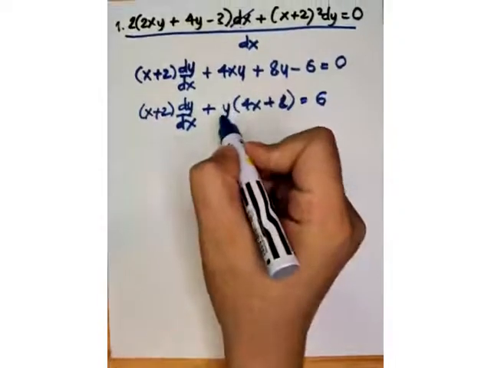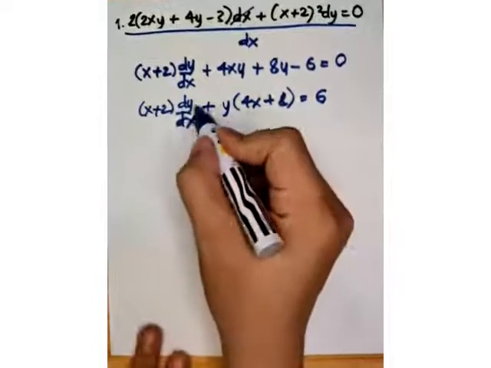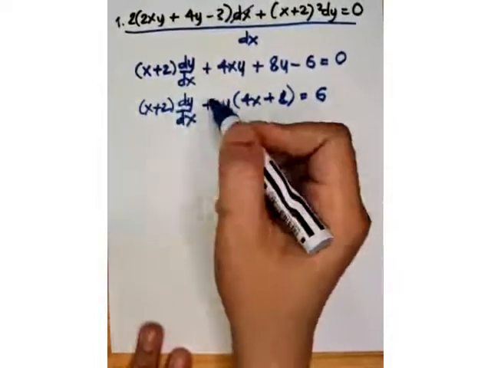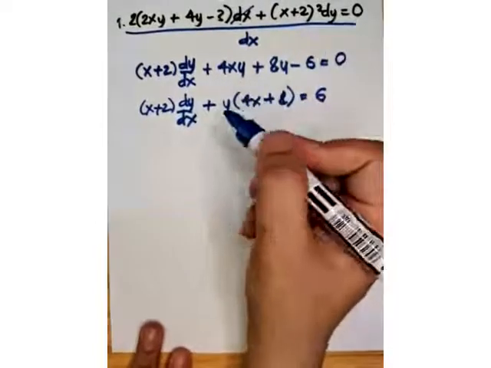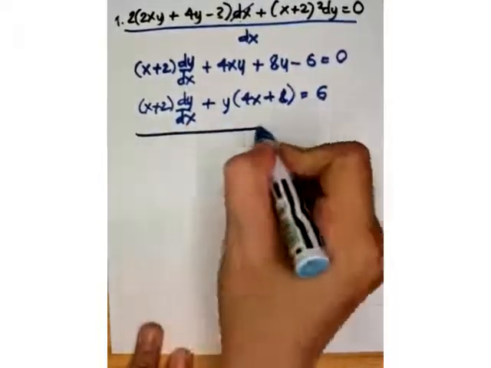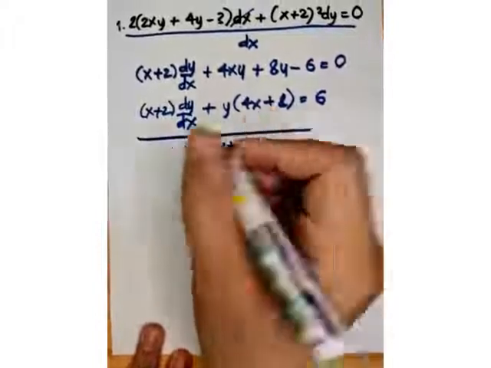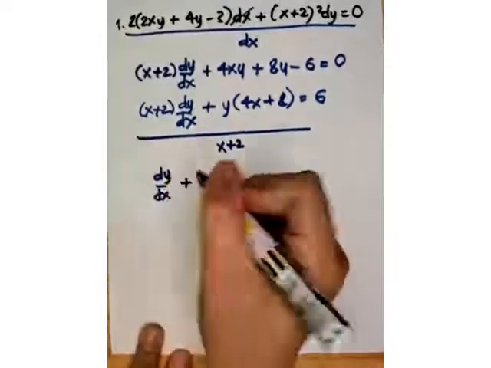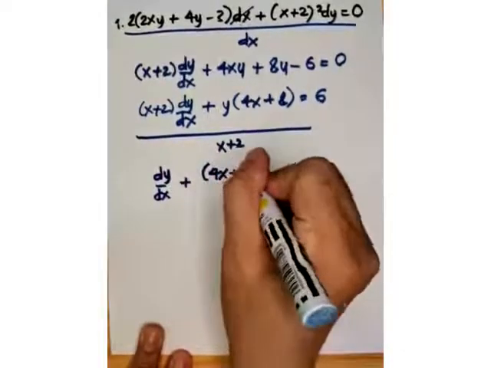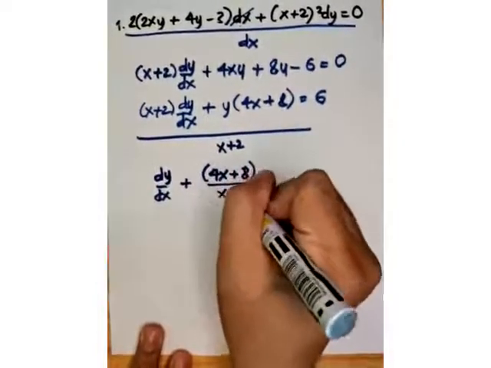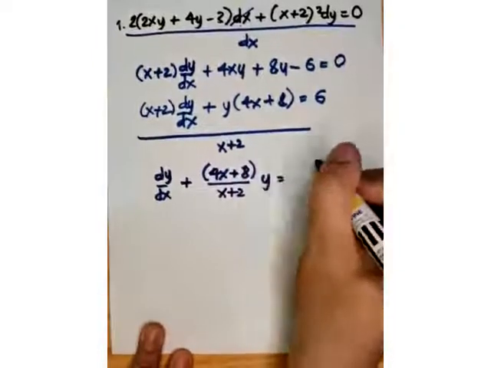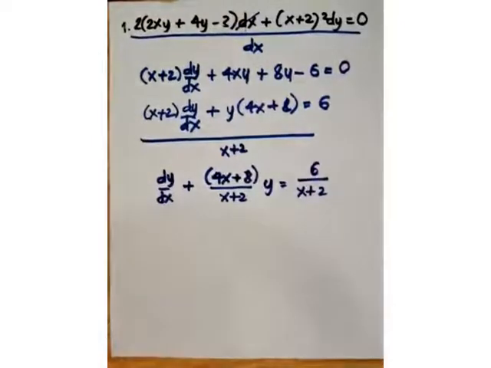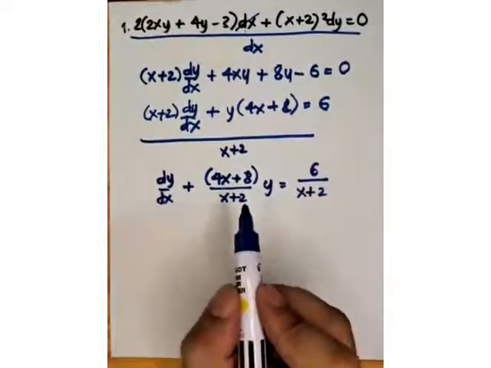We have found the y. Now there should be no term attached to dy over dx, no coefficients or variables or combination. So let's divide the whole equation by x plus 2. Therefore, we'll have dy over dx plus the quantity x plus 8 over x plus 2 times y, equal to 6 over x plus 2. And then let's simplify the middle term.